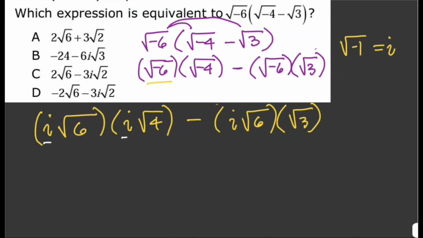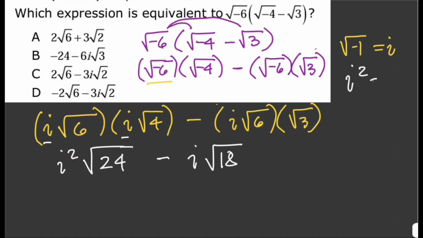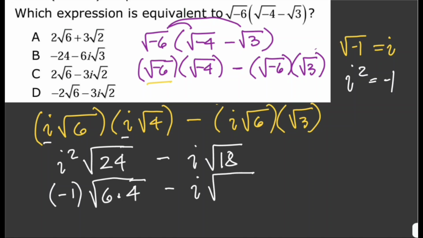So this one, i times i is i squared. Then square root of 6 times square root of 4 is square root of 24, minus i square root of 6 times square root of 3, which is square root of 18. Okay, we know that i squared is equal to negative 1, so we can change this to -1. Then we can write 24 as 6 times 4, because 4 is a perfect square. Then square root of 18 can be written as 9 times 2. 9 is a perfect square.